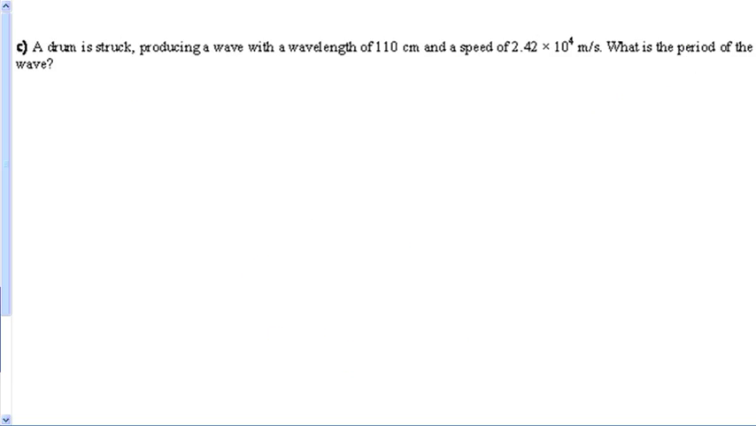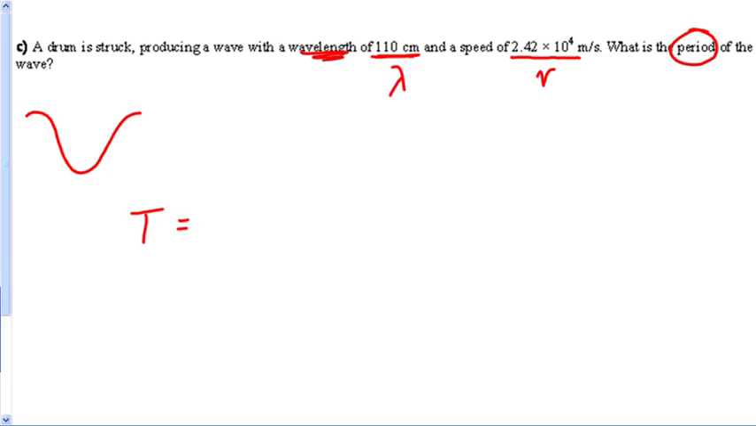A drum is struck, producing a wave with a wavelength of 110 centimeters with a speed of 2.42 times 10 to the 4 meters per second. So this is a wavelength. It's giving us a velocity or a speed, but it's asking us to find the period. So that's how long it takes for the wave to do a single oscillation. So let's see if we can do this. Well, we know that period is equal to 1 over F.